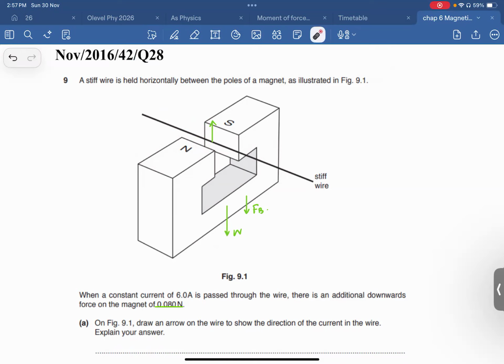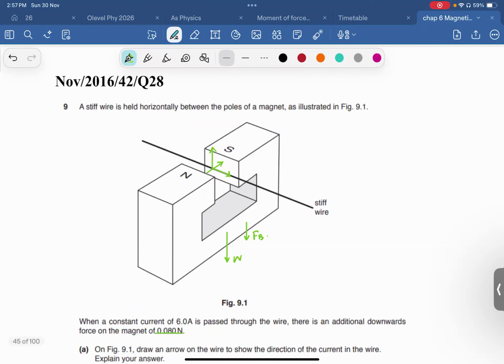So you'll find the magnetic field will be from north to south. Now you have to find the direction of current. Magnetic field, force, and current. My current is coming in this direction. Yes, is that so? Such type of question is repeatedly asked several times.